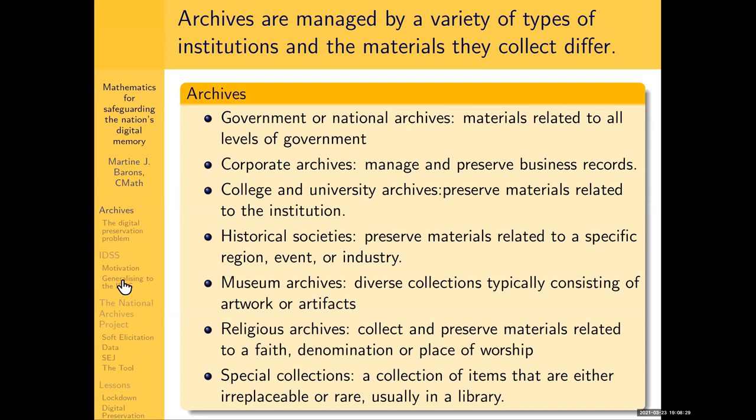made and so on. Colleges and universities often have archives, sometimes related to the actual institution itself and sometimes related to other specialisms. Historical societies, they've got a particular event or person in mind. Religious archives have got a particular faith or denomination or place of worship in mind. And special collections are sort of very rare books and things like that in the library.